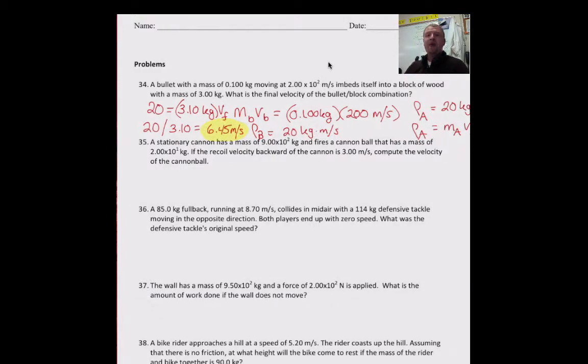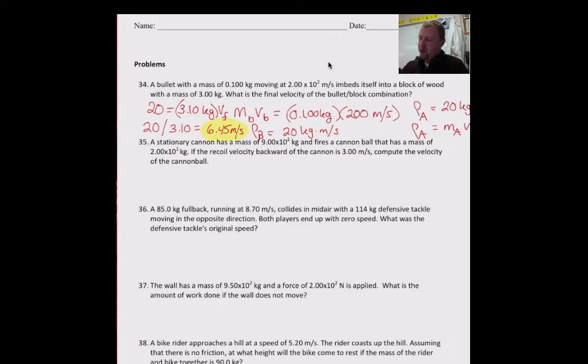Now this kind of problem, where the momentum before and the momentum after are the same, is in 35 and 36. You're basically finding momentum before and momentum after. In 35 you have a cannon, and it says everything starts at rest, which means that when it shoots, the cannon is going to recoil backwards and the cannonball is going to be projected forwards. The two momentums of those two objects have to be equal and opposite, so that when you add them, it's 0, like at the very beginning when they were at rest.